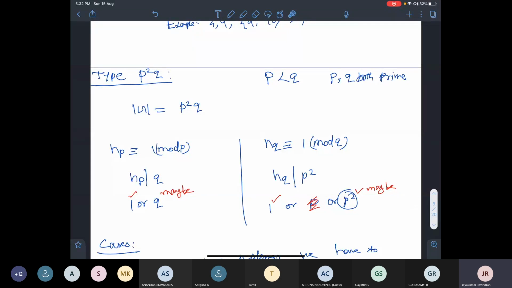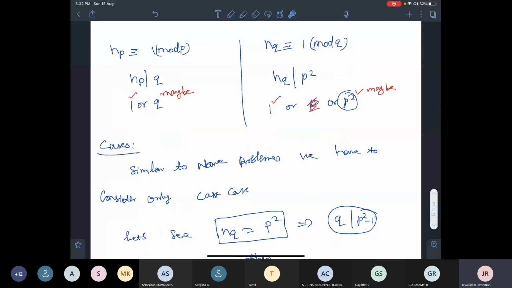You can put 3 square into 7, 3 square into 11, like that. You can construct many things. So 12 is one of the examples. Okay, let's go.